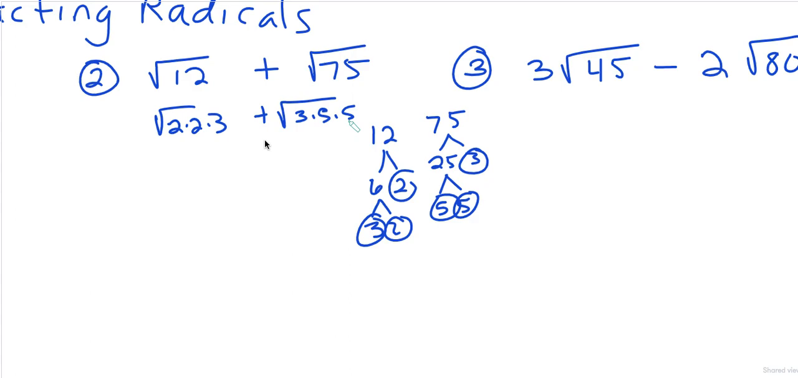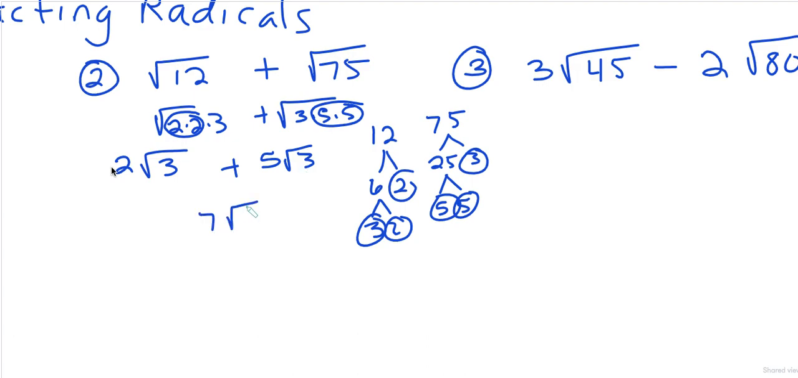Now, just like we talked about, our shortcut is to go fish. So we have a set of 2's here, so that 2 is going to come outside, and it's going to be 2 square roots of 3. And we have a set of 5's, so the 5 is going to come outside. 5 square roots of 3. Now we look at our radicals, and both the radicals are identical, so that means we're going to do the math operation to the number outside of the radical. So we're going to do 2 plus 5 is going to be 7 square roots of 3.